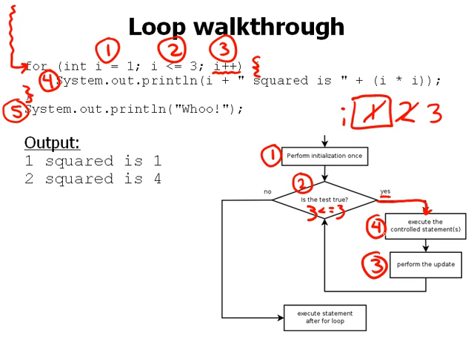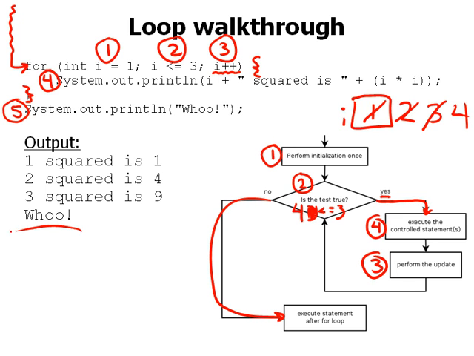We execute the controlled statements with a value of I set to 3. So that prints 3 squared is 9. We perform the update one more time. That makes I equal to 4. Now we go back to the test one last time. We say, is the test true? Is 4 less than or equal to 3? And of course it's not. So that means we execute this no path here, which means that the for loop is done. The for loop exits. And once the for loop exits, we get that last line of output at the bottom that prints woo.